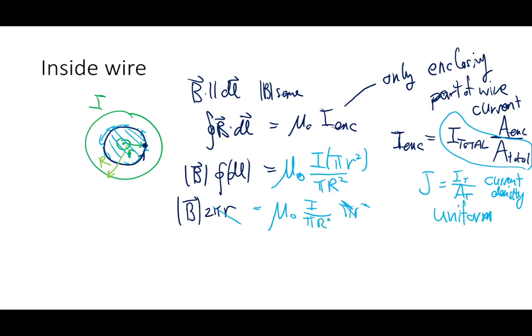And so those kind of cancel out, and we end up with that your magnetic field is that. You can of course say that the I over pi r squared thing is equal to the current density, whatever you wish to do. The main takeaway is that your magnetic field now no longer depends on 1 over r, but rather your magnetic field shows a linear relationship with respect to r.